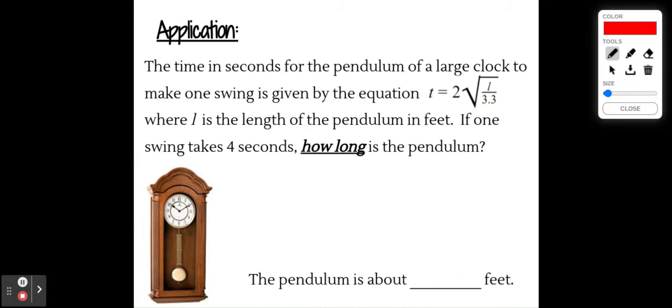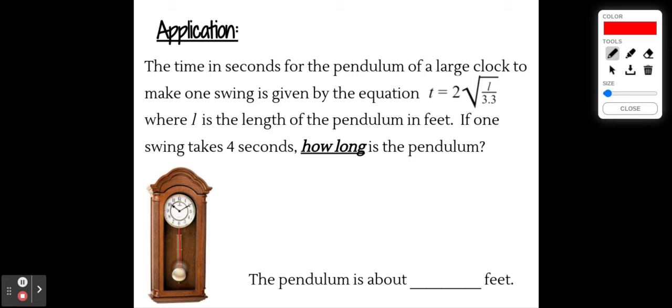Okay, in these next two examples, we're going to be taking a look at application, where we are going to be using equations that involve radicals or square roots. So our first one says the time in seconds for the pendulum of a large clock to make one swing is given by this equation. It tells us L is the length of the pendulum in feet. So if one swing takes 4 seconds, how long is the pendulum?